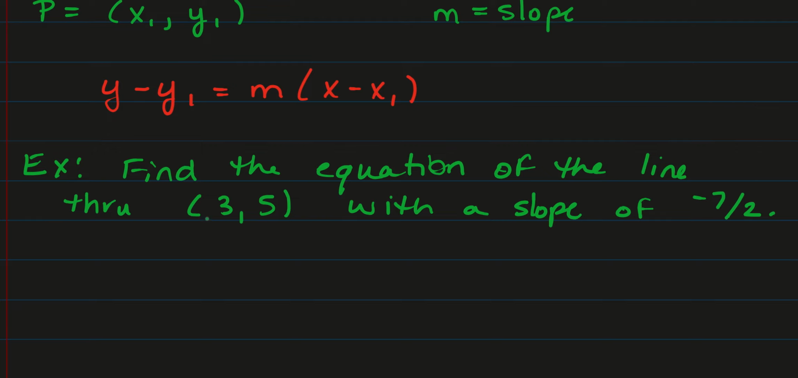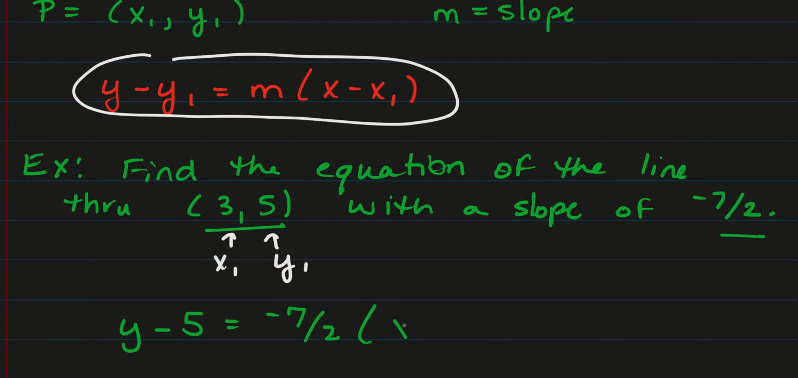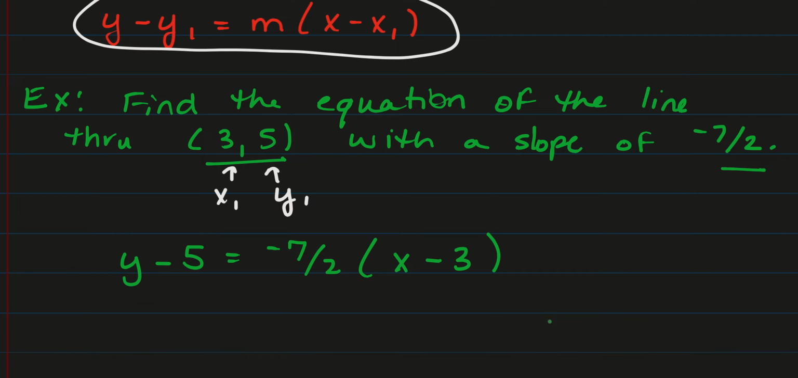Okay, so we have a point and we have a slope. So we're going to use this formula and we're going to plug in 3 is going to be x1, 5 is going to be y1. So we'll get y minus y1, which is 5, is equal to the slope, -7/2, times x minus 3. And you're done. You found the point slope form of the line.